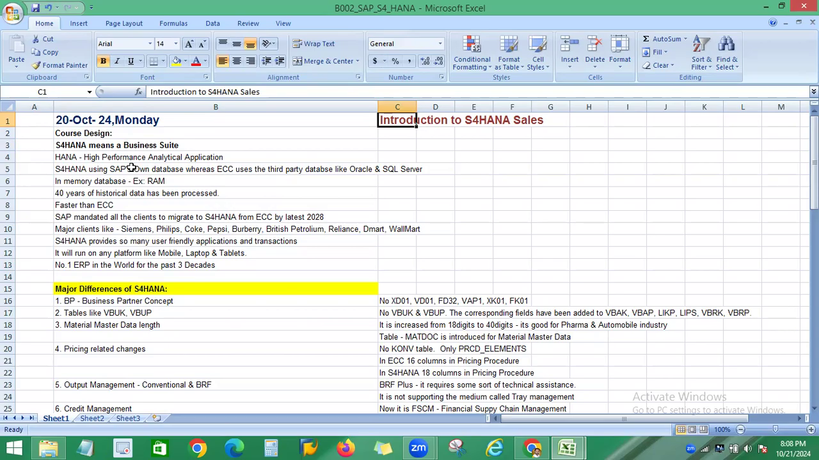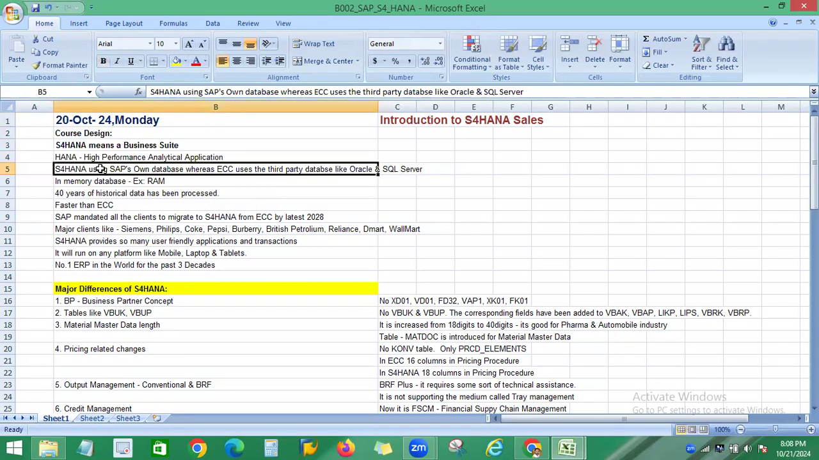Master data, for example, we are going to store on the database. So what I mentioned is that S4 HANA uses SAP's own database, whereas SAP ECC uses a third-party database like Oracle or SQL. So this is the first difference.